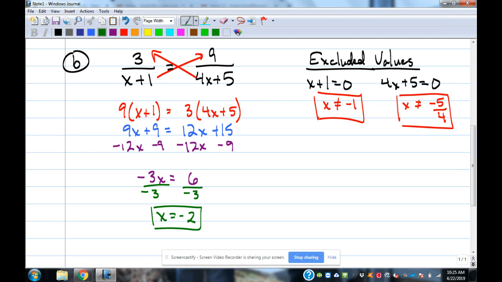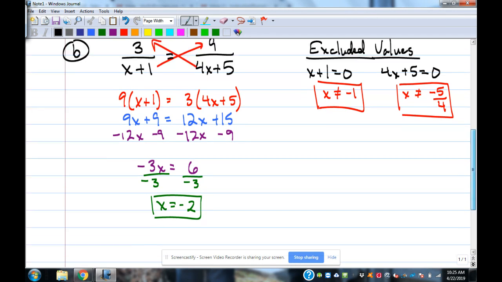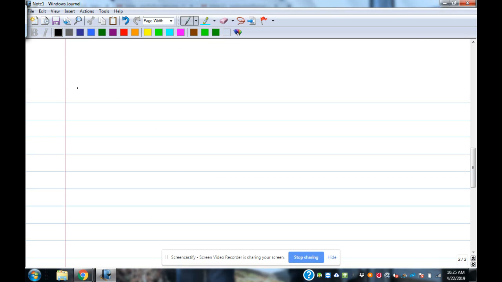All right. Let's look at another one that is somewhat easy, but a little bit more difficult. Let's say we had 1 over 2x plus 5 is equal to x over 11x plus 8.